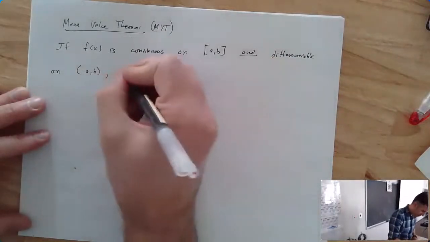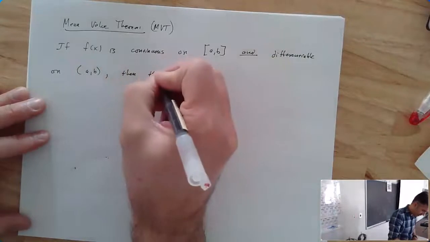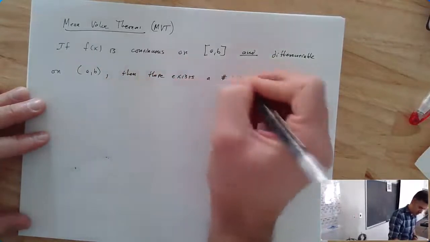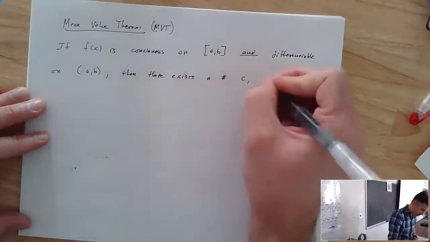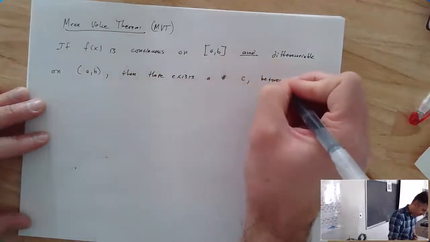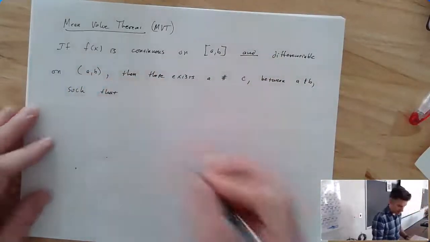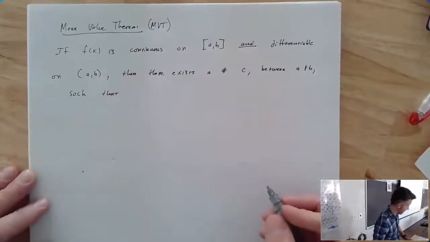Then there exists a number, usually we call it C, between A and B, such that, and actually let's draw a picture before we say what the such that is.